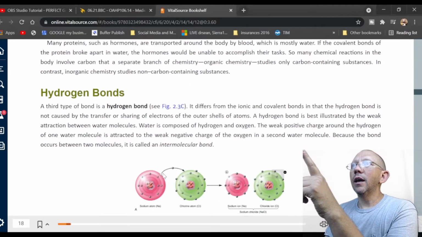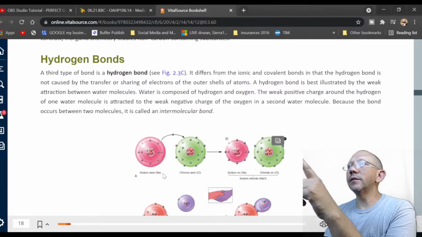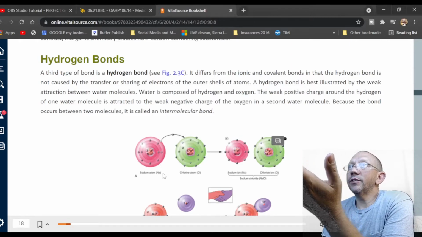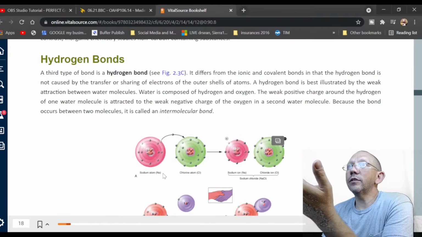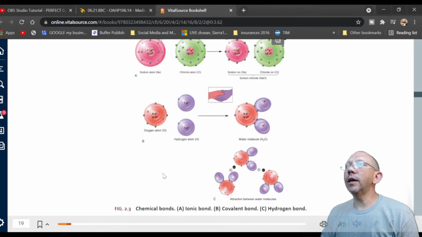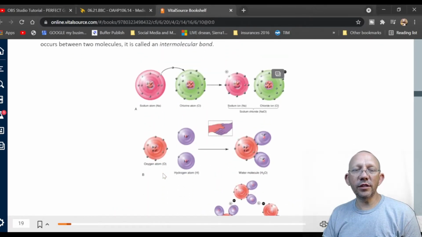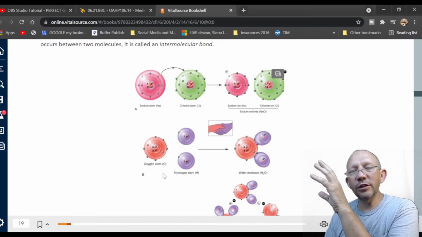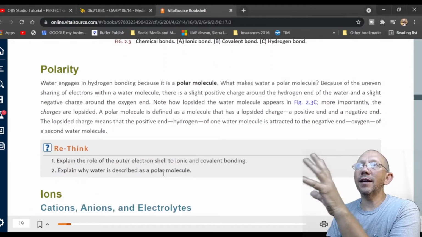Hydrogen bonds differ from ionic bonds because it's hydrogen, basically. Electrons, the outer shells, atoms are illustrated by weak attraction to other water molecules. Okay, here we go. Look, there's a whole thing there. Look at this little picture here. You can look stuff up on YouTube. It'll have a better explanation than I can do on these because it's kind of crazy.